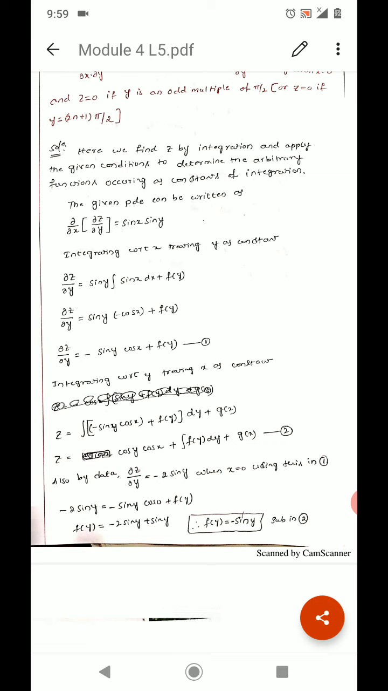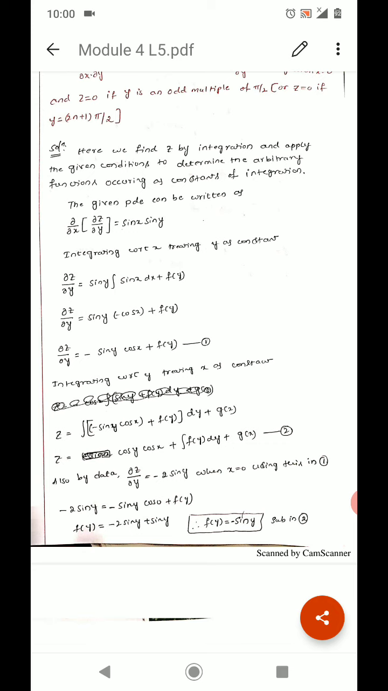Now again integrate with respect to y to eliminate del by del y, treating x as constant. So we got z is equal to minus integration of minus sin y into cos x plus f of y with respect to y plus function of x. So z is equal to cos, integration of minus sin y into cos x becomes cos y into cos x plus integration f of y into dy plus g of x. So take that equation 2.